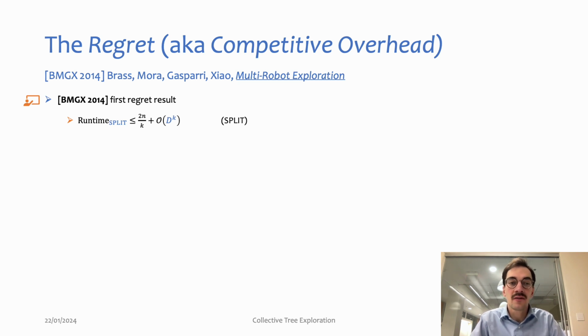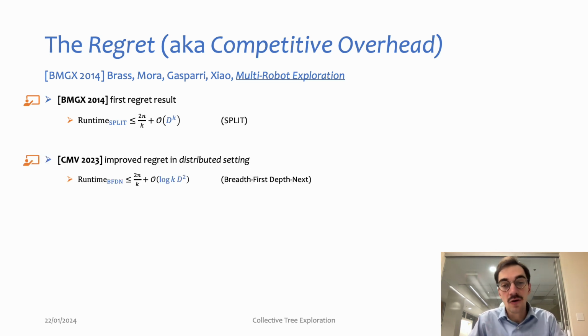So obviously, the d to the k term here is much bigger than before, but observe that for very small values of d and very large values of n, so in some sense for very dense trees, this runtime is actually better than the runtime that was analyzed by Fraigniaud and co-authors.